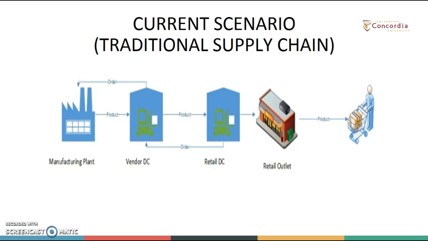In the traditional supply chain system, each player is responsible for their own inventory levels and so they implement their own inventory policies. The common problem faced by all the players in the traditional supply chain system is how much quantity the manufacturing plant should produce to satisfy the customer's demand and attain maximum profit.